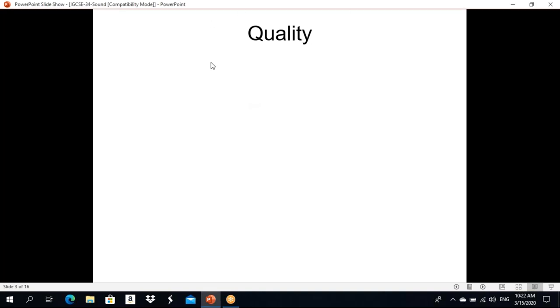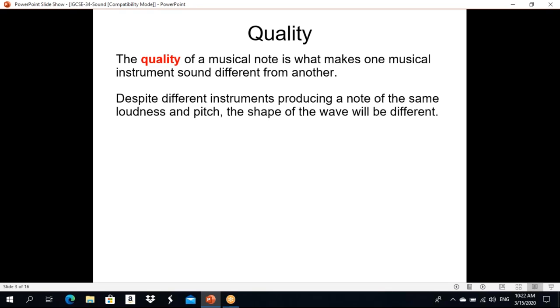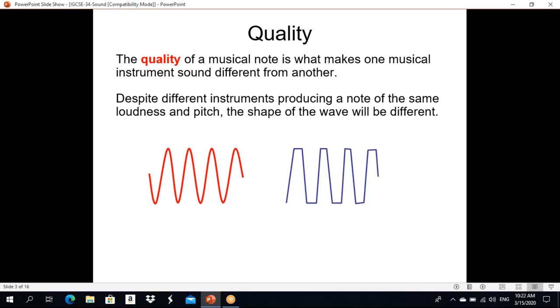Look. The quality of a musical note is what makes one musical instrument sound different from another. It's called quality of a musical note. Then, despite different instruments producing a note of the same loudness and pitch, the shape of the wave will be different. Look at red color and blue color. You see that the shape of the first one is different from the shape of the second one. So it's called quality of sound.